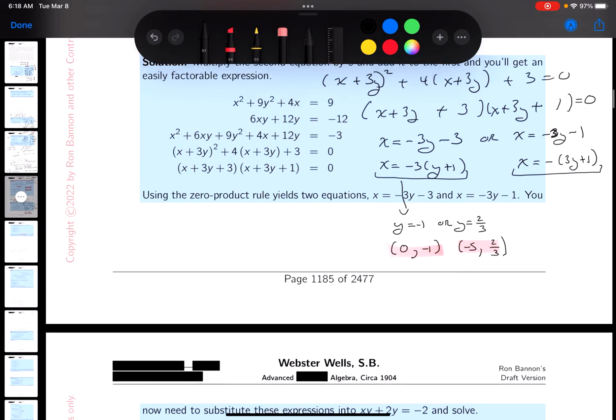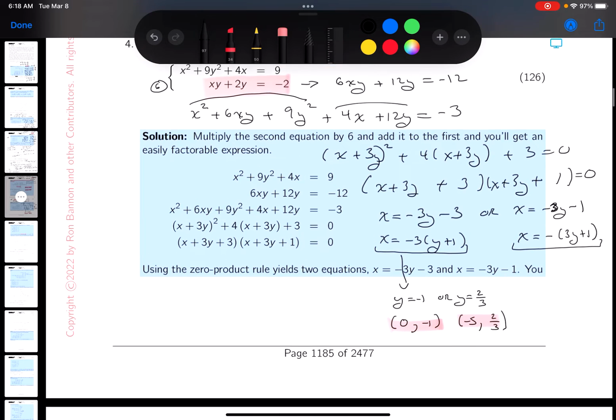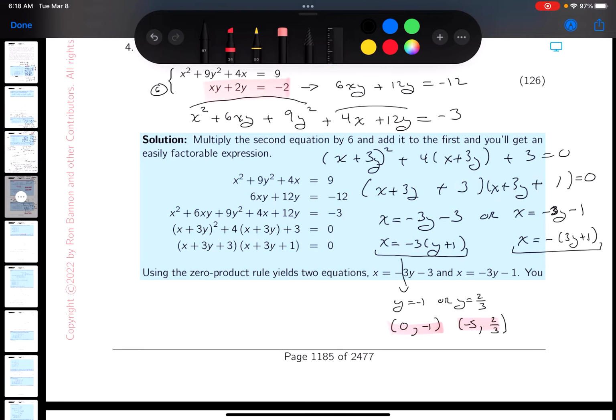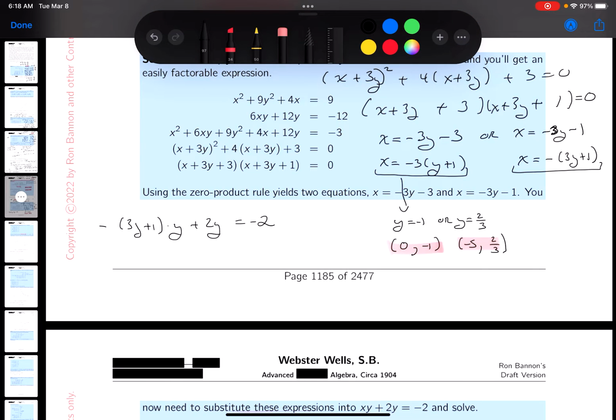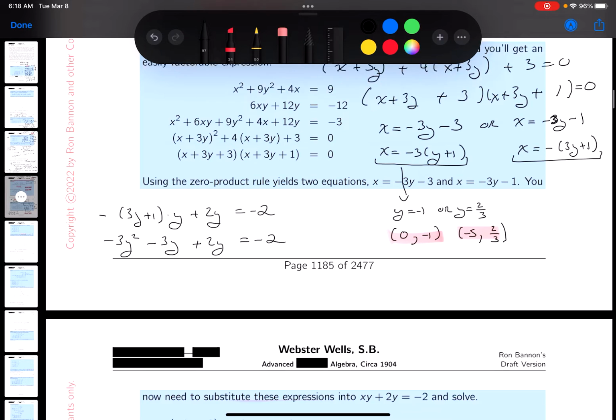I'm going to do the same thing I did before. Right? What is that? Plug it in. So what's x? It's minus 3y plus 1 times y plus 2y equals minus 2. What do you get there? Well, multiply it out. You get minus 3y squared minus 3y plus 2y equals minus 2.